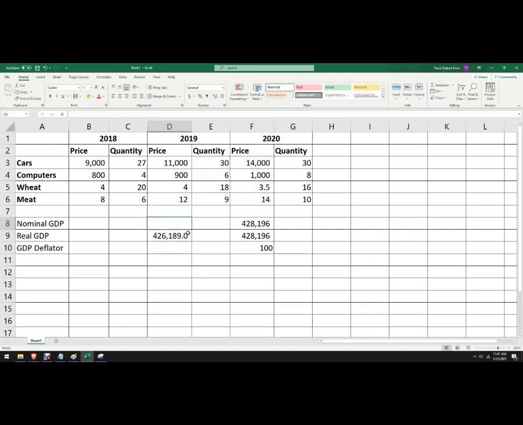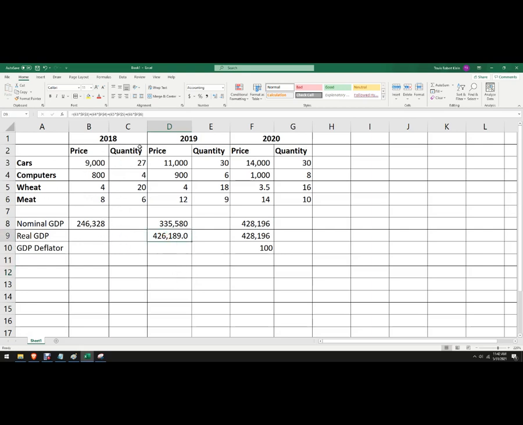Okay, so then nominal GDP. I wonder if I can just copy this formula right here. Well, let's see. We're just going to check. So D3 times E3, D4 times E4, D5 times E5, D6 times E6, and that worked. Okay, so I'm also going to copy that right over here. So that just copied my nominal GDP, the present day prices times the present day quantities.